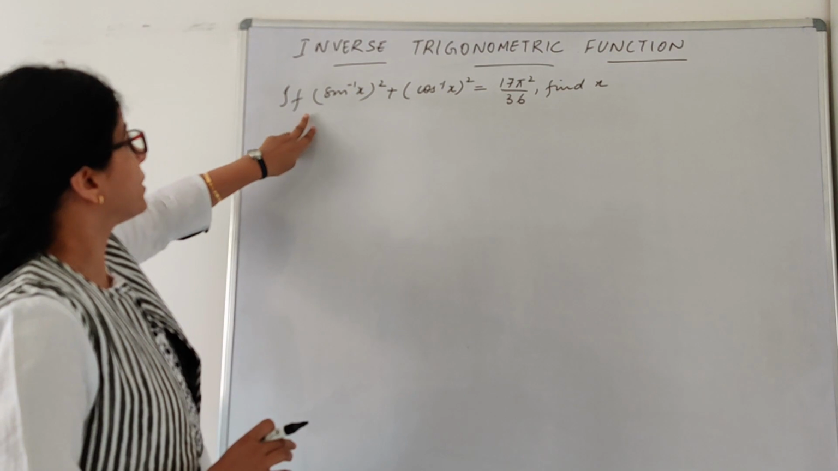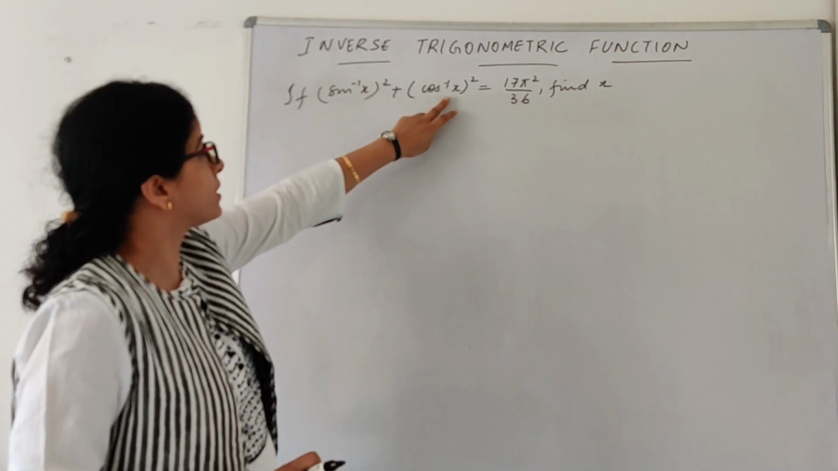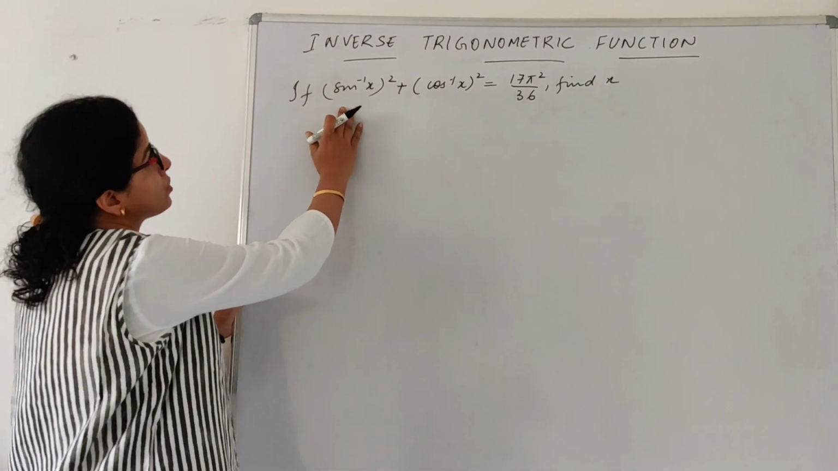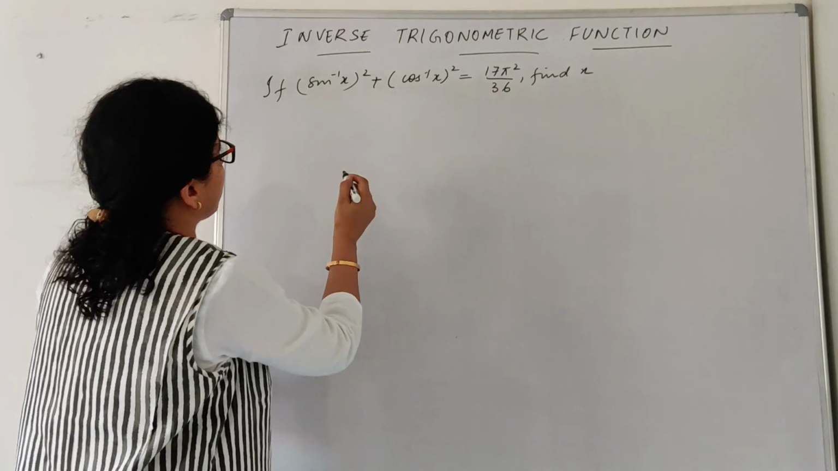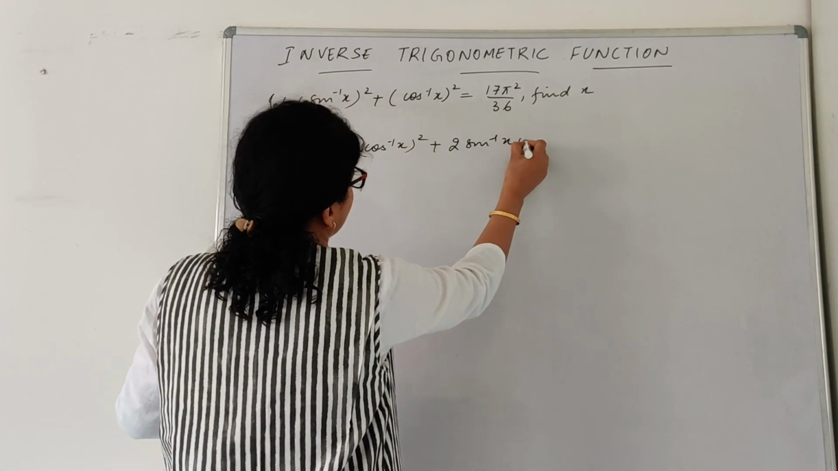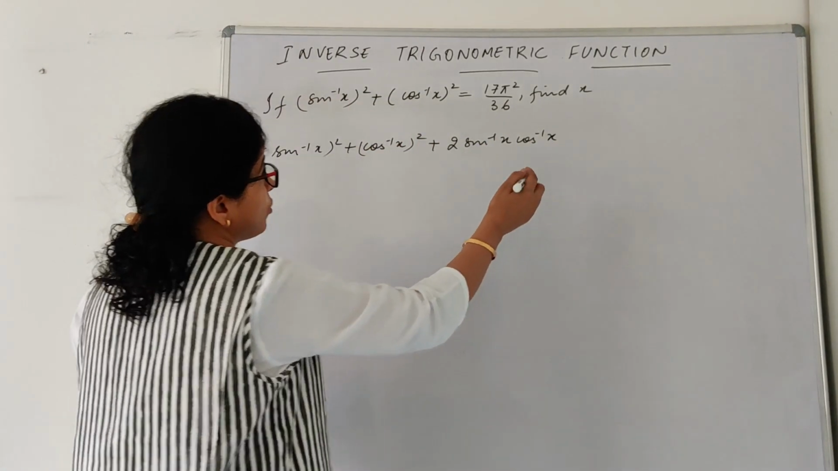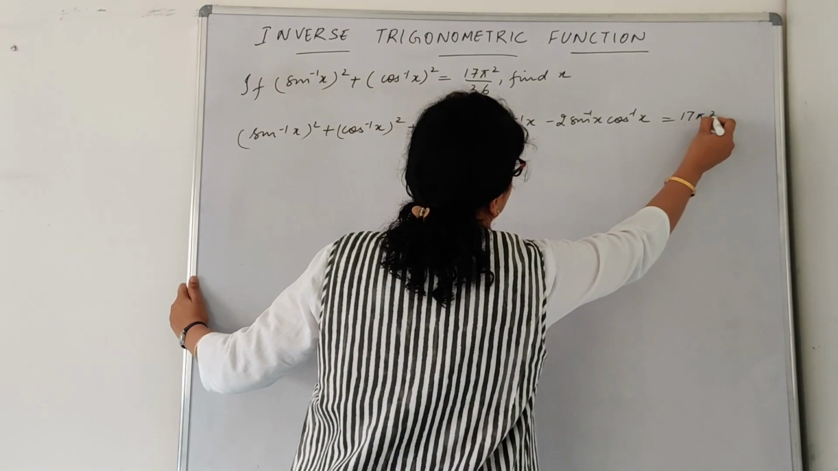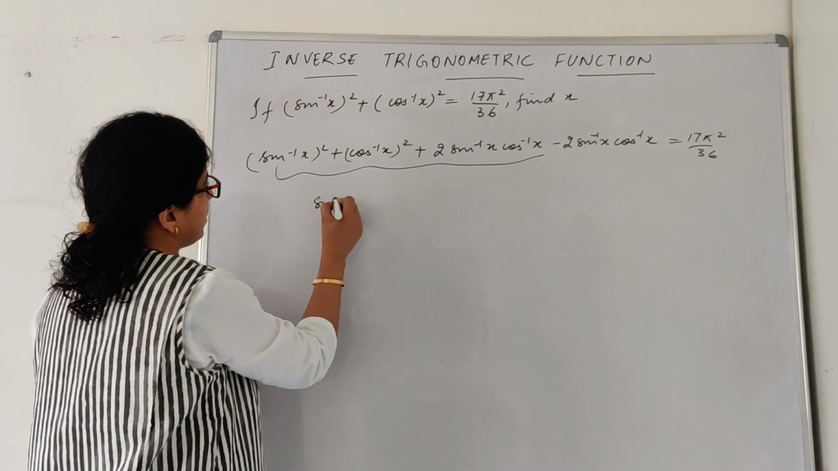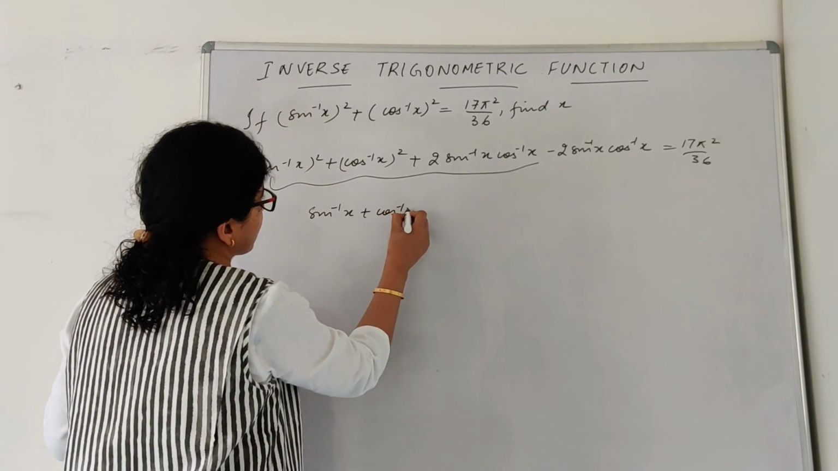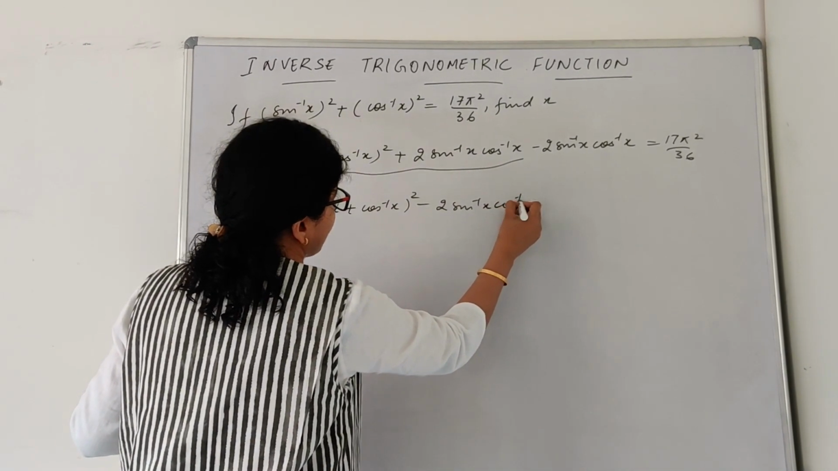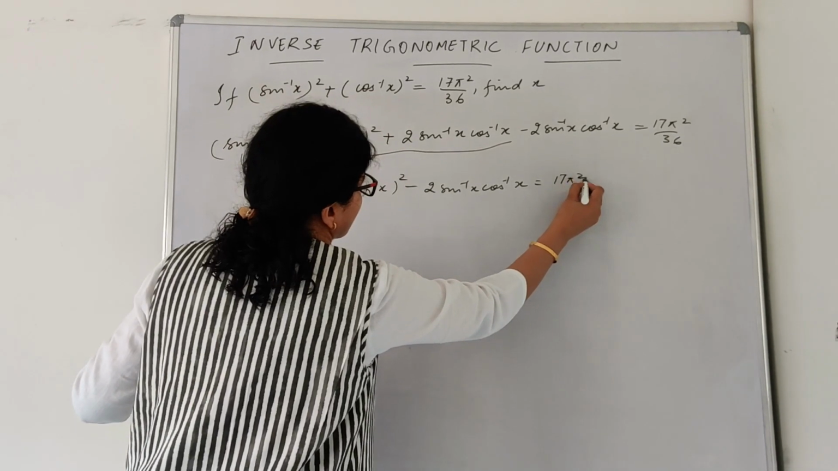So now I have a question. If sine inverse x whole square plus cos inverse x whole square is equal to 17 pi square by 36, find the value of x. So what I am going to do is try to make it a perfect square. For that, I have to add 2 sine inverse x cos inverse x, and subtract the same quantity, equals 17 pi square by 36. Now this will become my perfect square. So sine inverse x plus cos inverse x whole square minus 2 sine inverse x cos inverse x is equal to 17 pi square by 36.